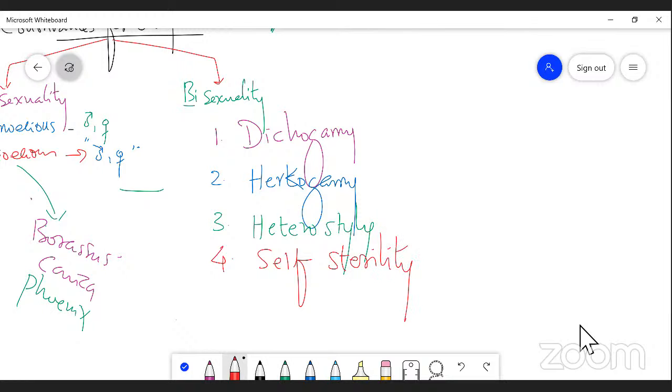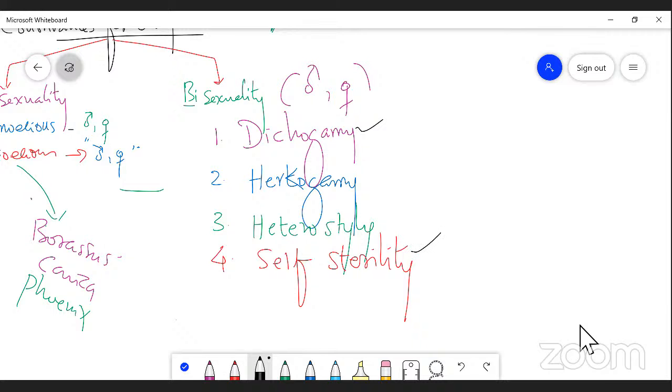I repeat what I said. Bisexuality can be explained simply: both male and female flowers attain maturity at different times or in different regions. That is called bisexuality. It can be explained by the following methods: one is dichogamy, another is ergogamy, the third is heterostyle, and the fourth is self-sterility.